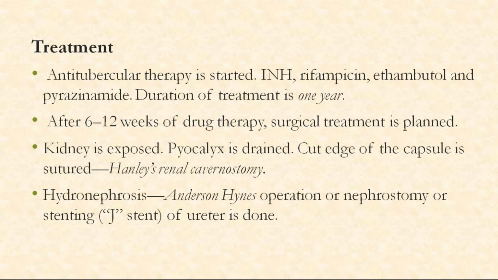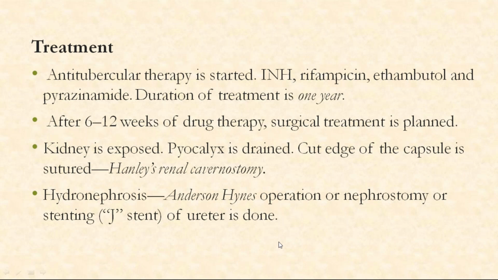Okay, there are various surgical procedures. One is conservative treatment, given first: anti-tuberculosis drugs for a minimum of 1 year. If any abscess is there after 3 months of drug therapy, you should proceed to a surgical procedure. And another is when the kidney has involvement of any pyocalyx, you should do Hanley renal cavernostomy.